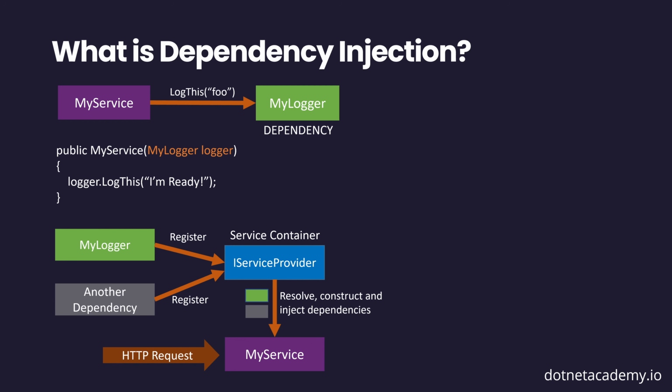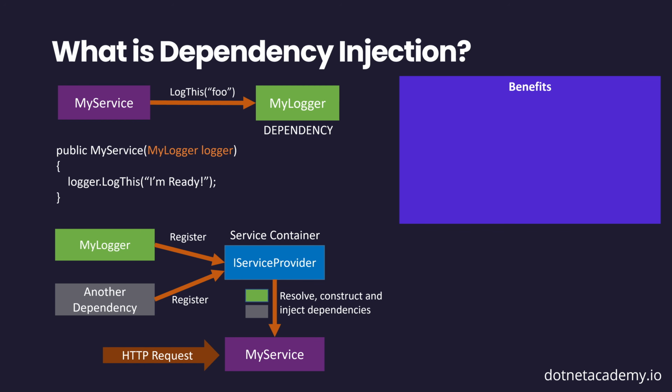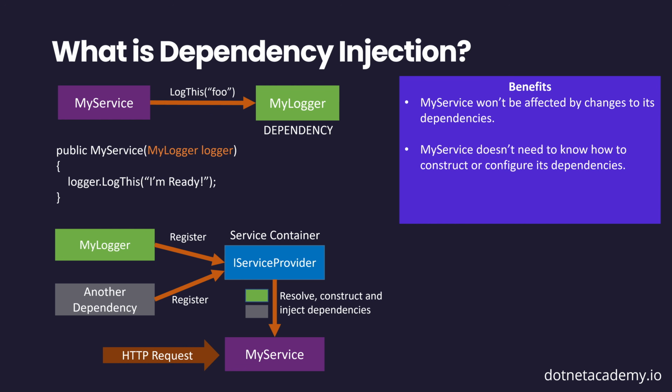This enables multiple benefits for your application. To start with, myService won't be affected by changes to its dependencies. It doesn't matter how many times the constructor of myLogger changes. There is no need to change myService. Moreover, myService won't be creating instances of myLogger, so it doesn't need to know how to construct or configure it. And if your application uses minimal APIs, dependencies can also be injected as parameters to your API endpoints.